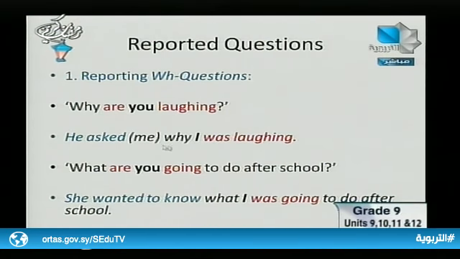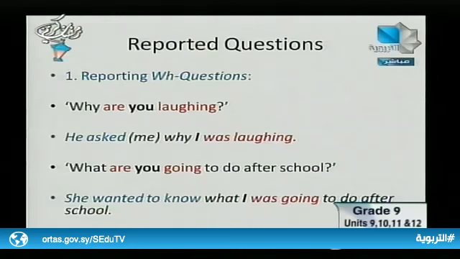So here we have to notice the change of the word order in the sentence. We have an inversion between the subject and the auxiliary verb, because here we are not asking. Why are you laughing? This is someone's question. Now, for example, Lujain asked me, what did Mazen ask you? I need to tell her, he asked me why I was laughing. I'm not asking just now. I'm reporting his question.